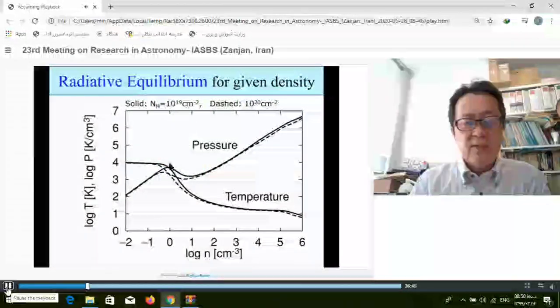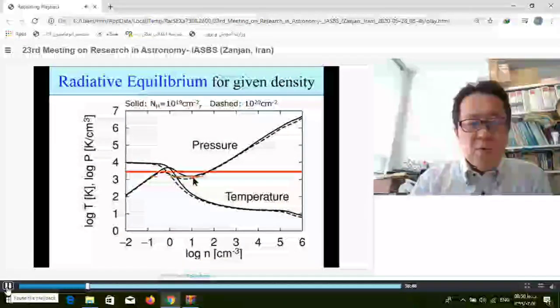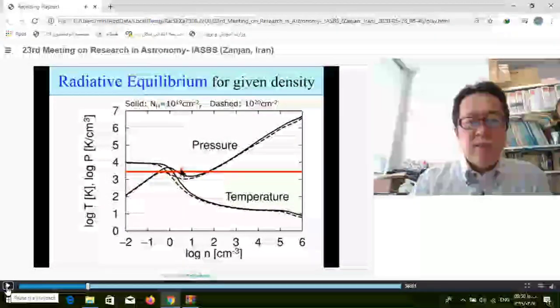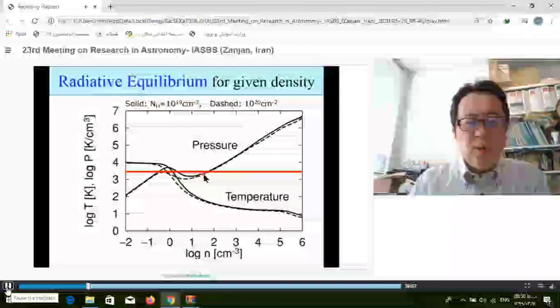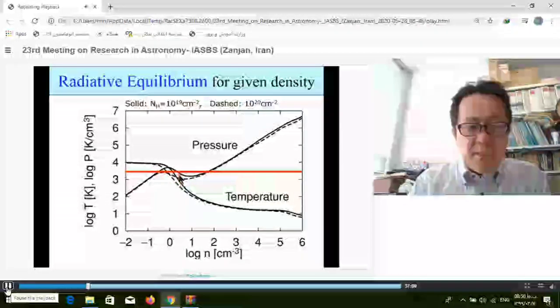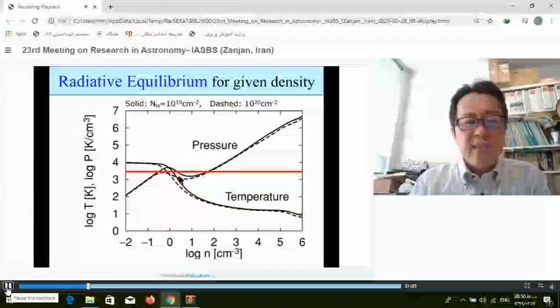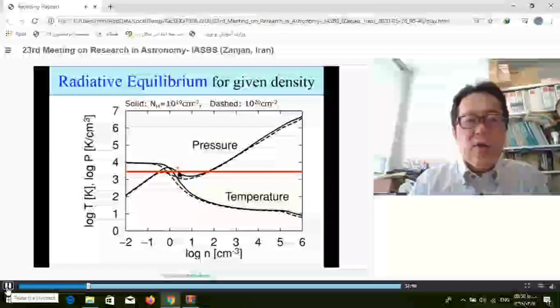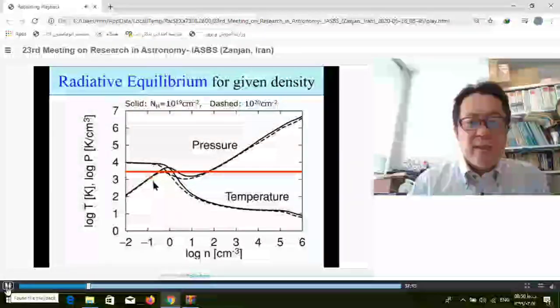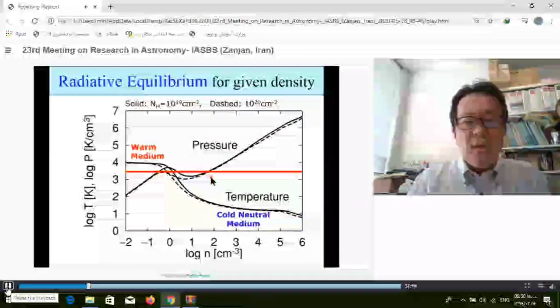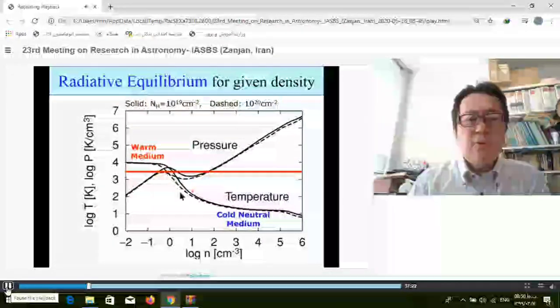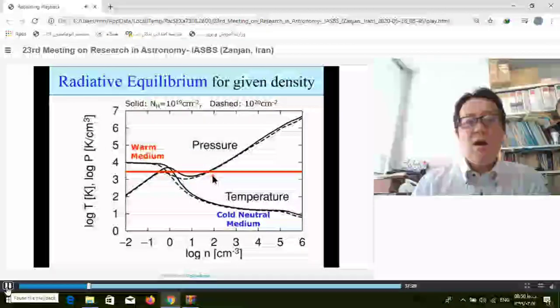This is a decreasing function of density. So let's suppose the ambient pressure is this red line. In this case, we have 3 equilibrium points. But in the middle, at this middle point, pressure is a decreasing function of density. Therefore, this is thermally unstable. We have 2 thermally stable branches: this is called the warm neutral medium or warm medium, and this part is called the cold neutral medium. We have two phases. The 2 phases are in pressure balance. That is a basic concept of the interstellar medium.